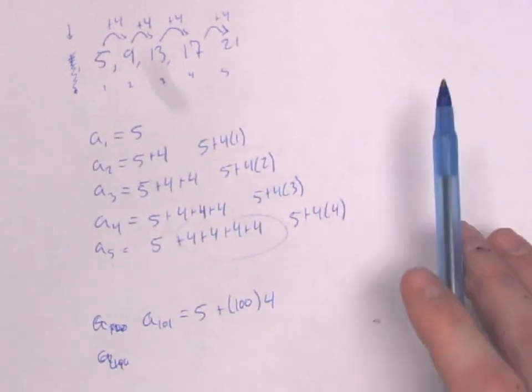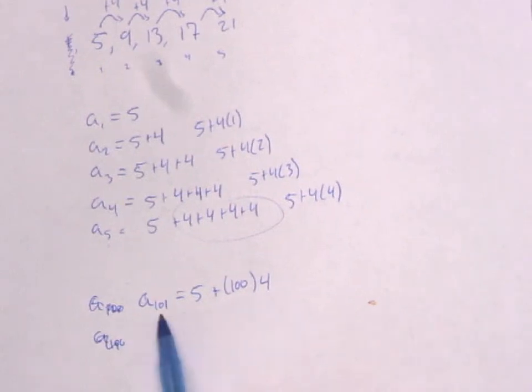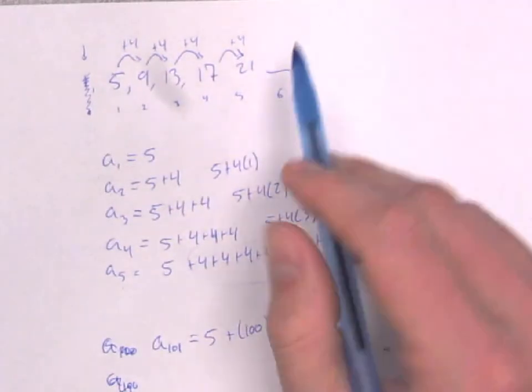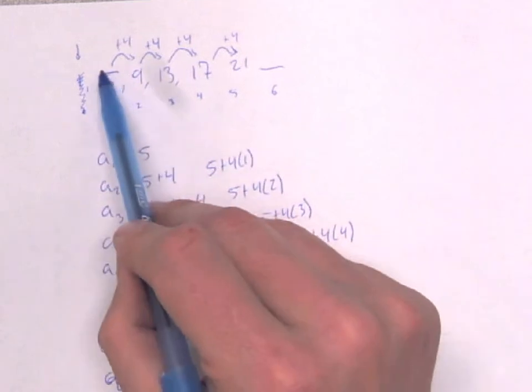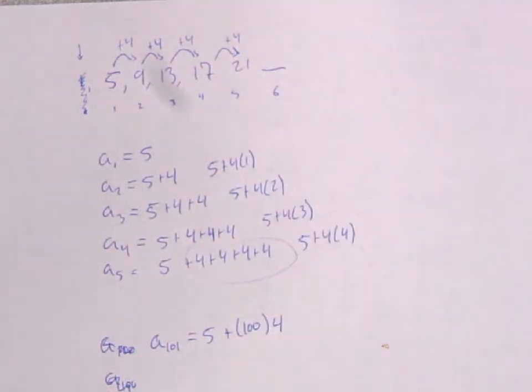So the pattern here is you're adding a bunch of 4s. How many 4s should you add? Well, one less than the term number you're on. Right? At term 6, at space 6, you've only added 4, 1, 2, 3, 4, 5 times. One less than the position you're on.